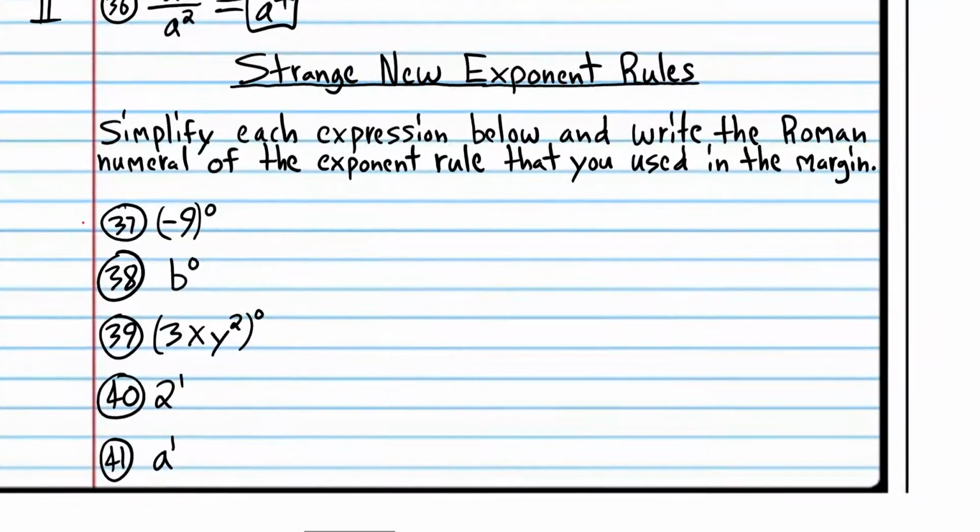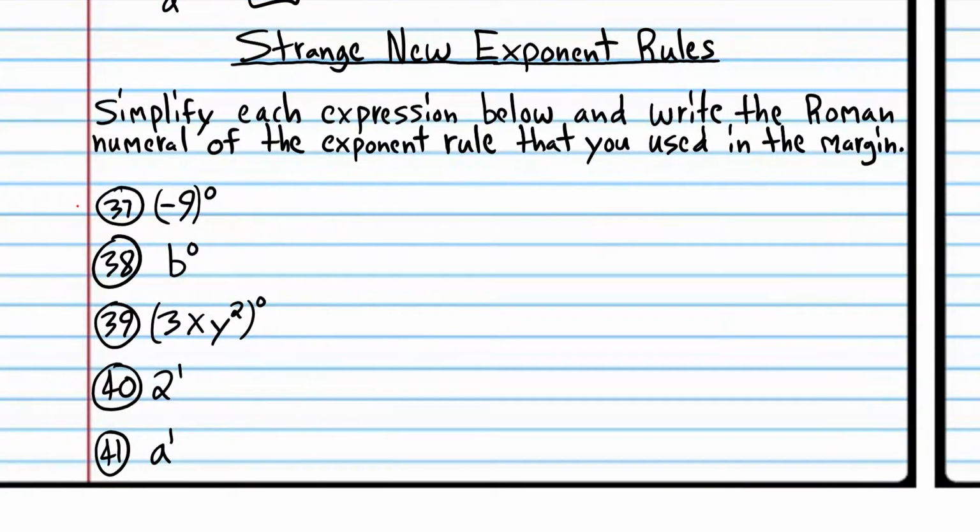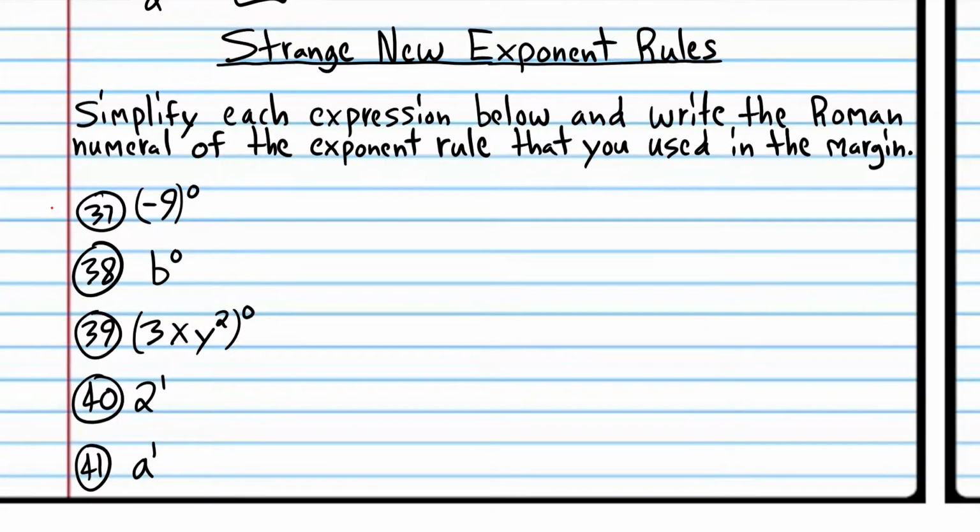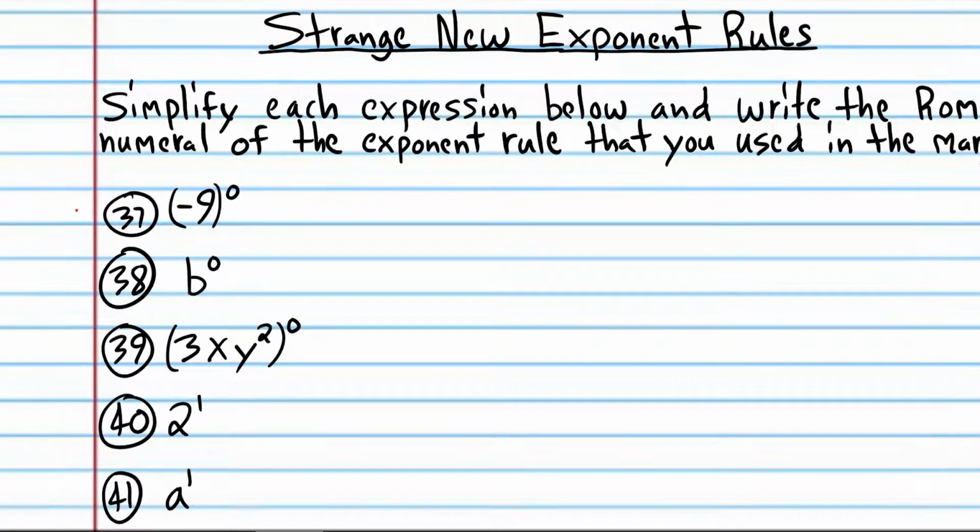But now we're going to go to what I call the strange exponent rules. The reason that I call these exponent rules strange is that when we study these strange exponents and strange exponent rules, we find that their operational meaning doesn't correlate with the operational meaning of the exponents that we've studied so far. So let me explain what I mean by that.